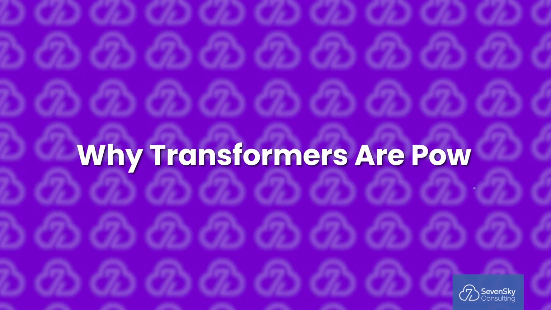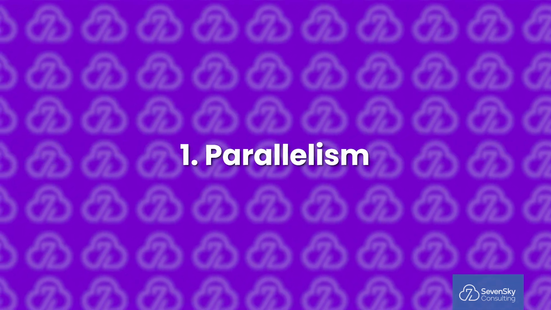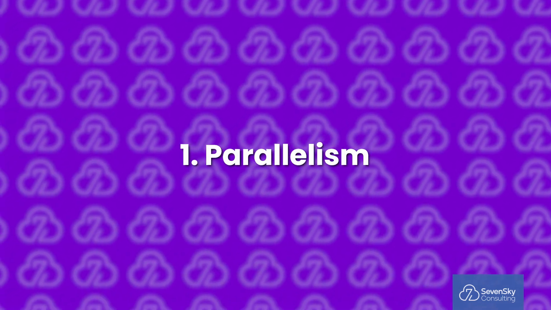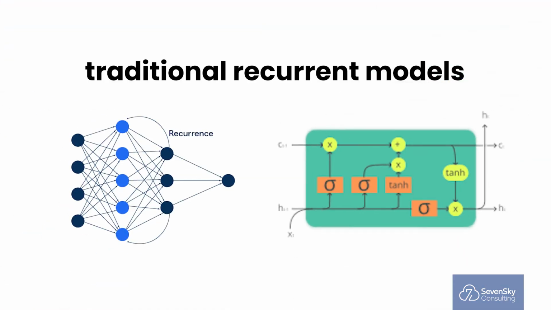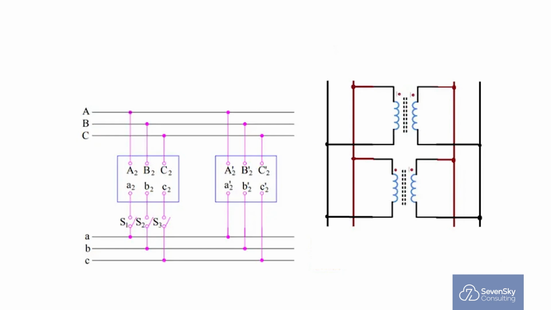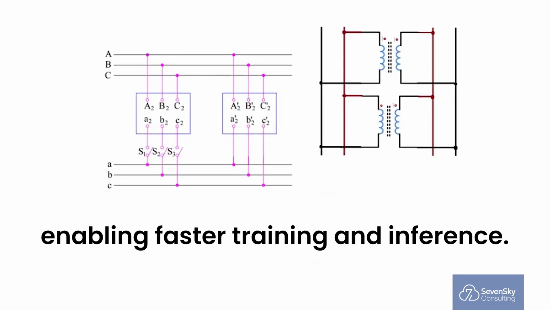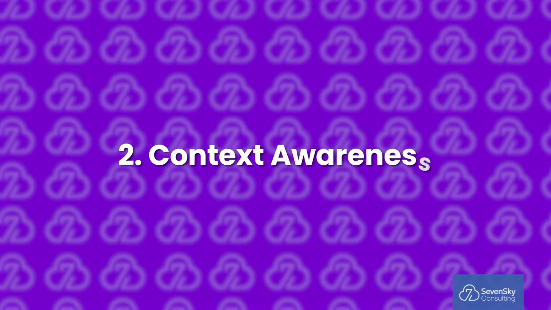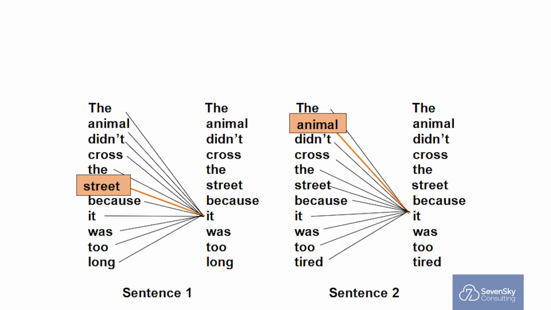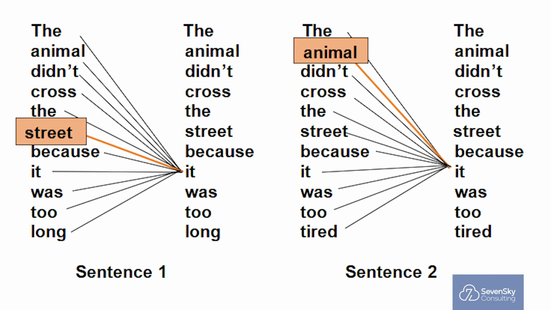Why transformers are powerful. 1. Parallelism. Unlike traditional recurrent models like RNNs and LSTMs, transformers process sequences in parallel, enabling faster training and inference. 2. Context awareness. Self-attention captures long-range dependencies, allowing the model to understand relationships between words, regardless of distance.